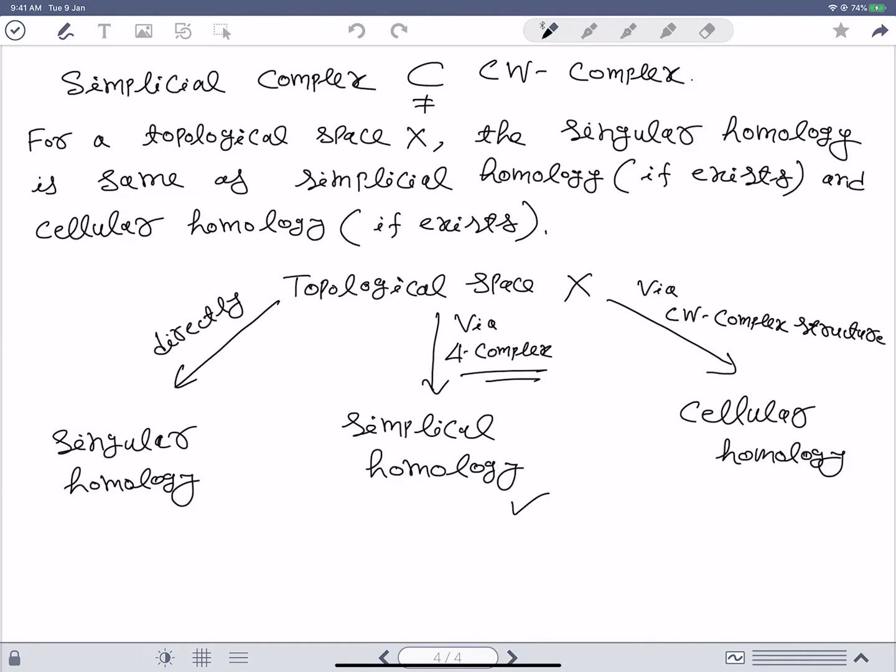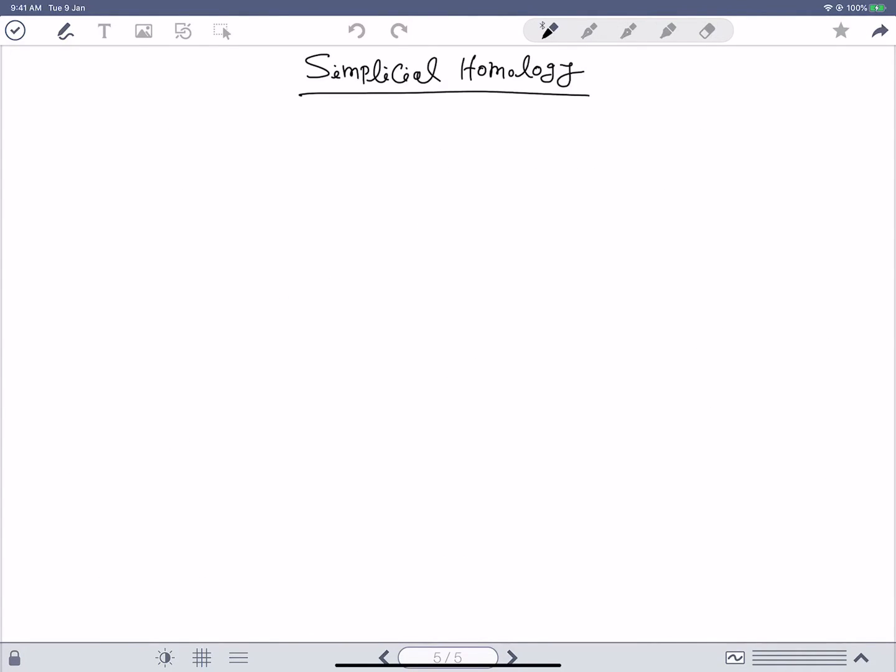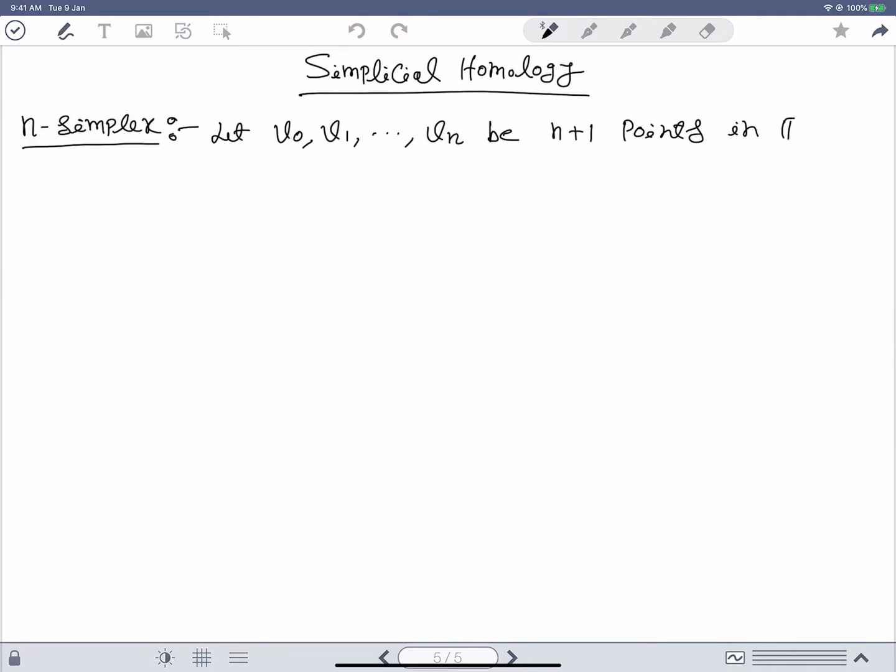So now we start with the simplicial homology. Let's start with basic definitions. So first of all we have the n-simplex. So let V0, V1 up to Vn be n plus 1 points in some Rm, for some m bigger than or equal to n.